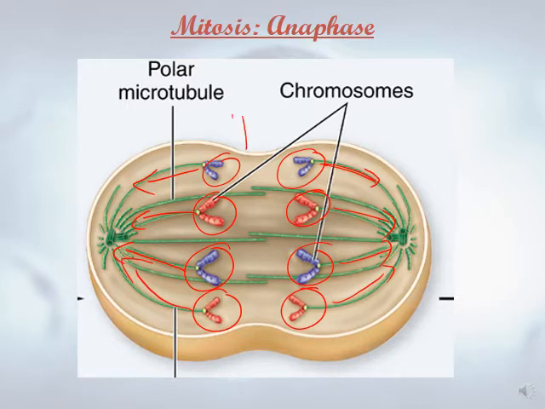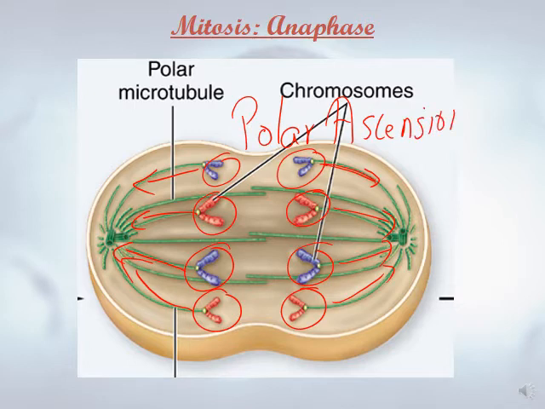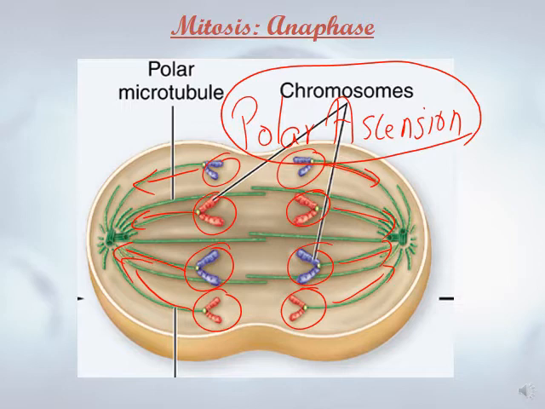So this is called polar ascension. This is the key word here. As in metaphase, we have the equatorial plate. So the result will be two identical groups of chromosomes. Each chromosome is made up of one chromatid at the opposite pole of the cell.